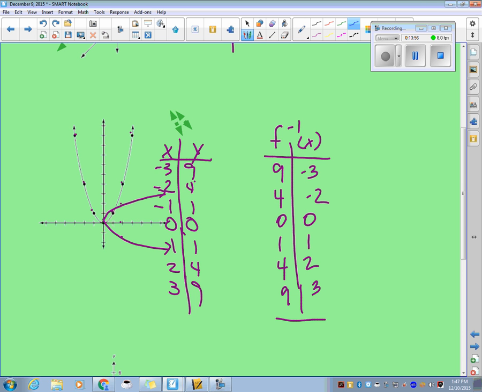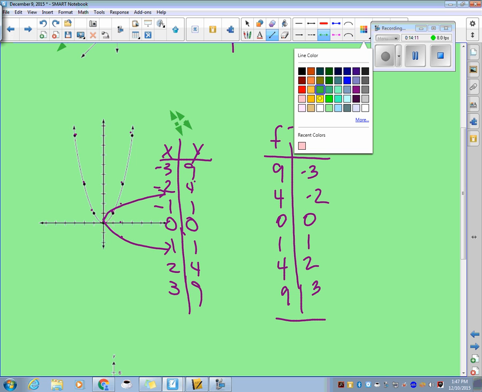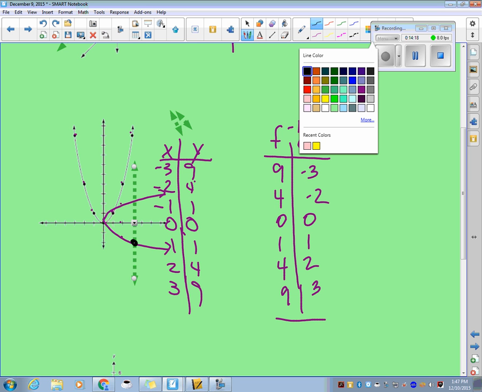So this relation is not a function because it looks like this and it doesn't pass the vertical line test. Do you remember what the vertical line test is? It does not pass the vertical line test. So here are 2 different outputs for x, right? So that is a picture of the inverse, but that inverse is not a function.